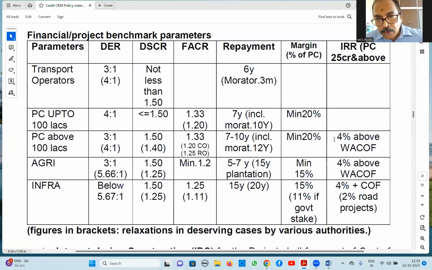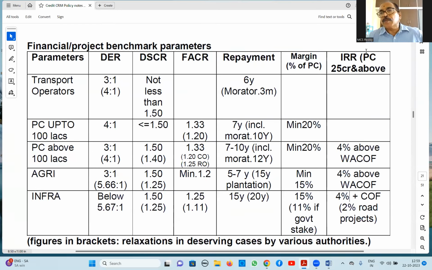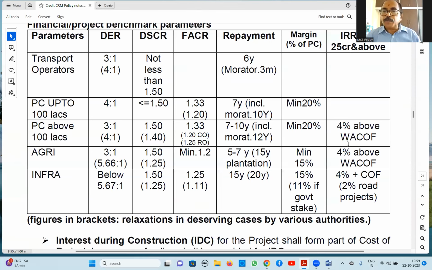So for IRR, the only thing you have to remember is applicability. Applicability is above 25 crores only. Agriculture also it is applicable, infra also applicable. So that is why it is given: IRR, project cost above 20 crores and up, 25 crores and above. And always it is 4% above weighted average cost of funds. Always. Only 2% for road projects. 2% above weighted average cost of funds for road projects.